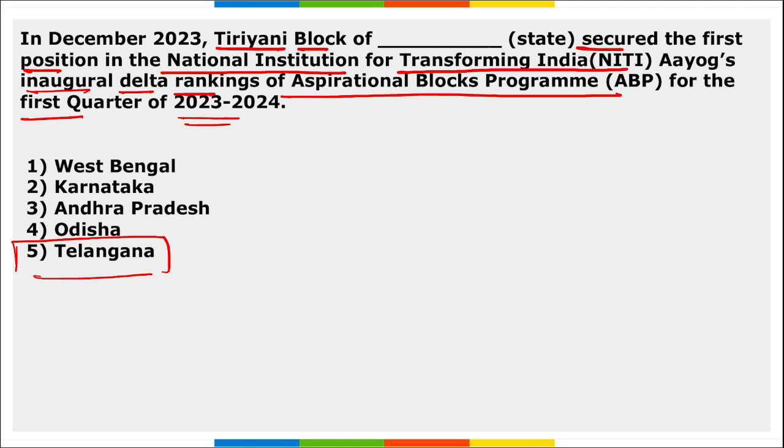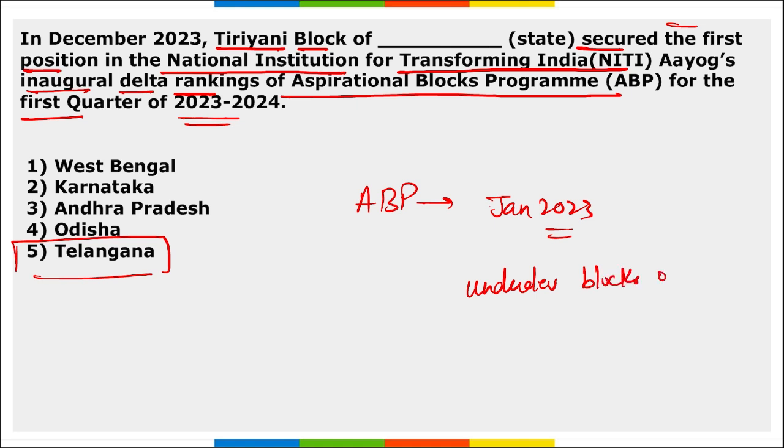Tiryani block of Telangana state secured the first position in the Niti Aayog's inaugural Delta ranking of aspirational blocks program for the first quarter 23-24. Then remember this aspirational block program. This was launched by Niti Aayog in January 2023, and the main focus here is on improving the governance to enhance the citizens' quality of life, especially in the underdeveloped blocks of India. Correct? And Telangana secured the first position here.